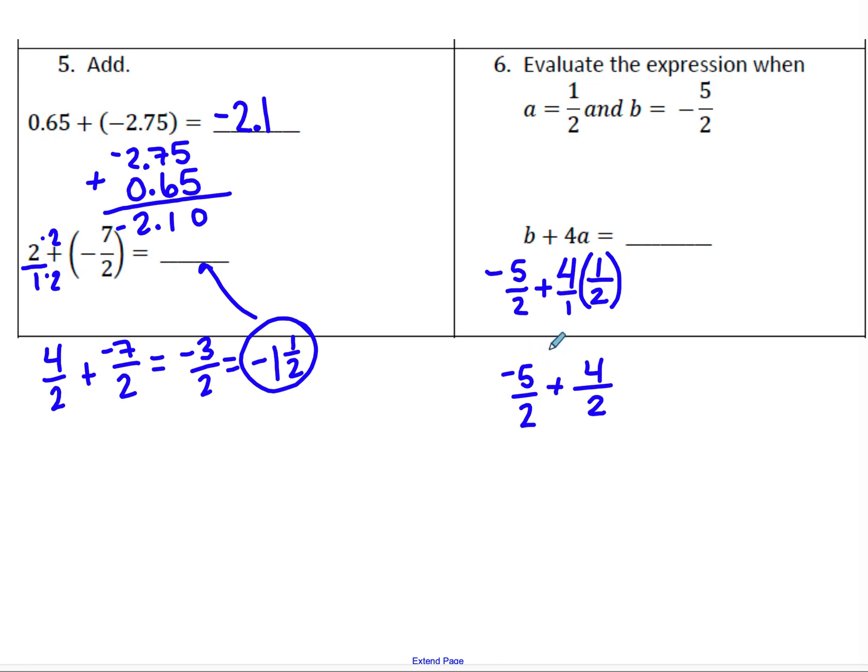Okay, different signs, find the difference. 5 minus 4 is 1. More negatives, answer is negative. My denominator stays the same. So negative 1/2 is my answer for that problem.